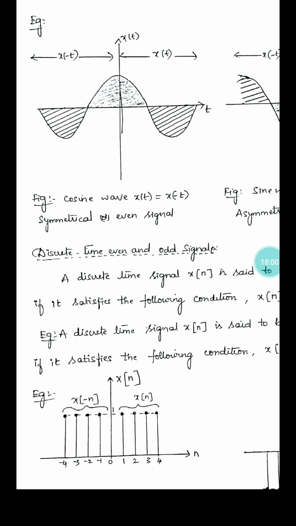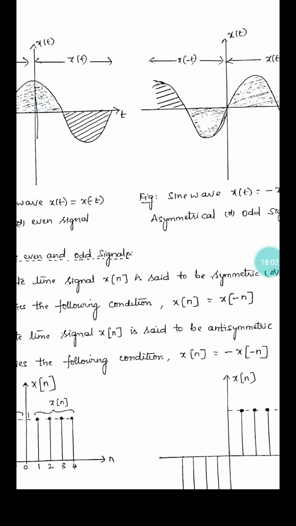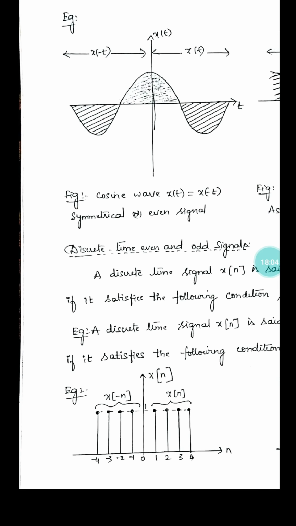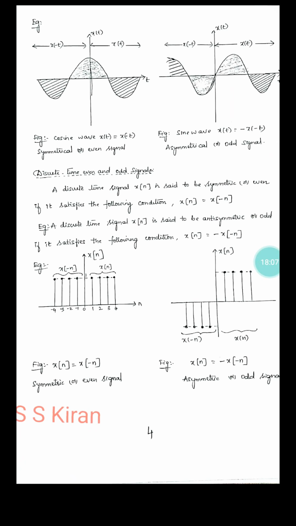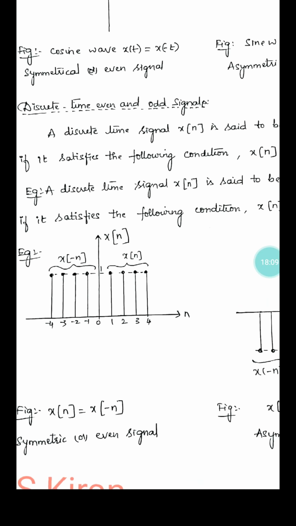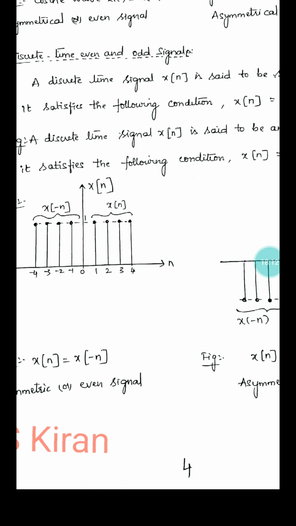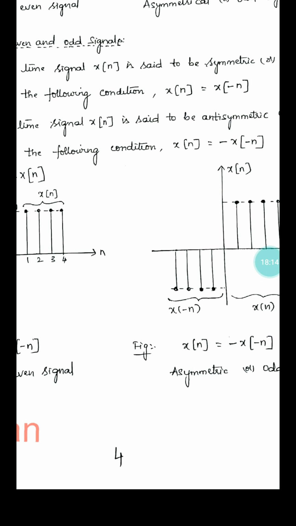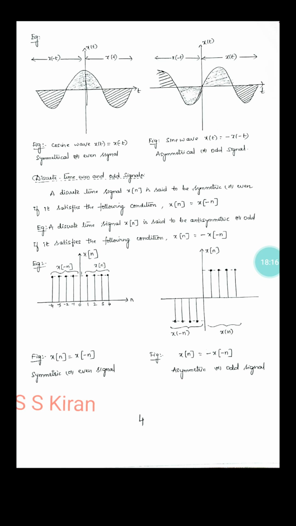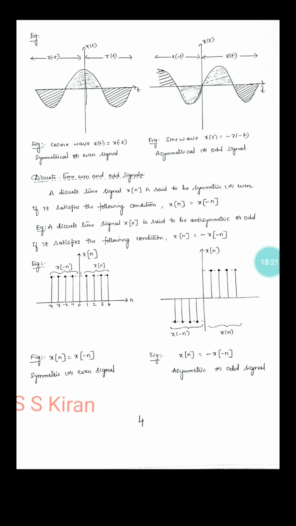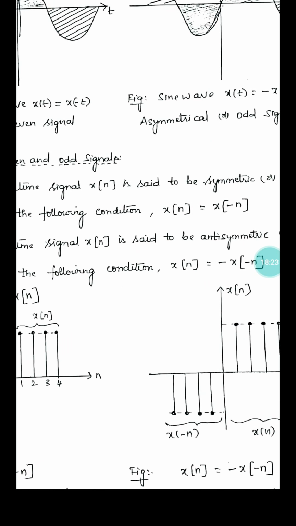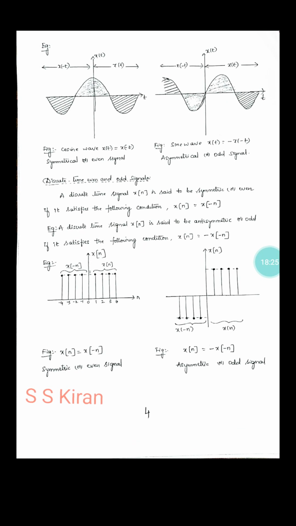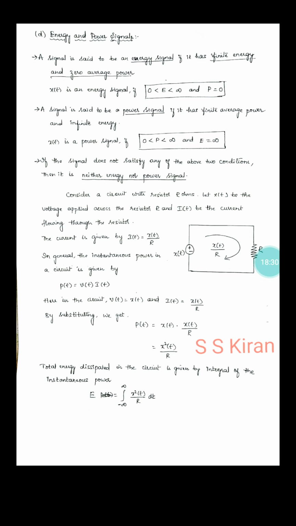The sine wave is anti-symmetric, and the cosine wave is symmetric. You can also observe this in the discrete form. x of n is equal to x of minus n for even, and x of n is equal to minus x of minus n for odd, where n is an integer. Next, after that, you can see the discrete time even and odd signals here.